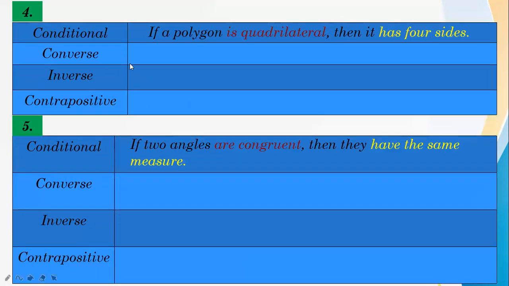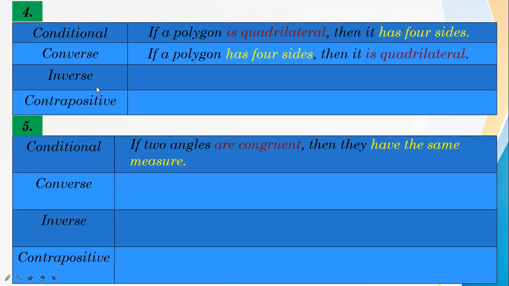Next, we have number 4. This time we have the conditional statement. If a polygon is quadrilateral, then it has 4 sides. So therefore, your converse statement: if a polygon has 4 sides, then it is quadrilateral.